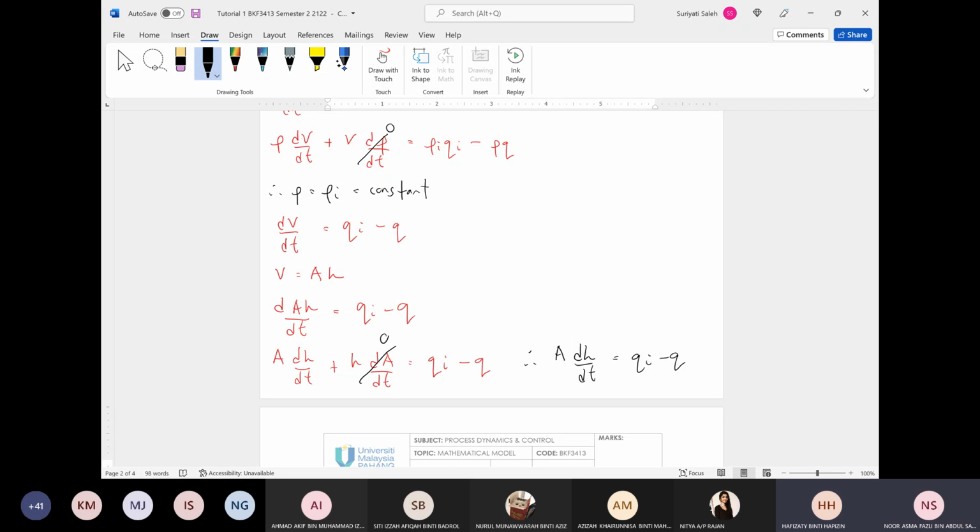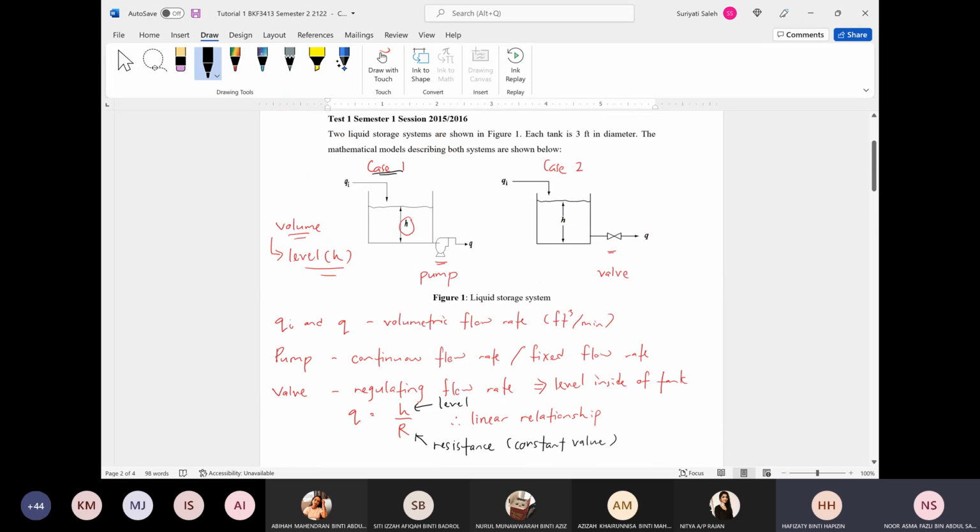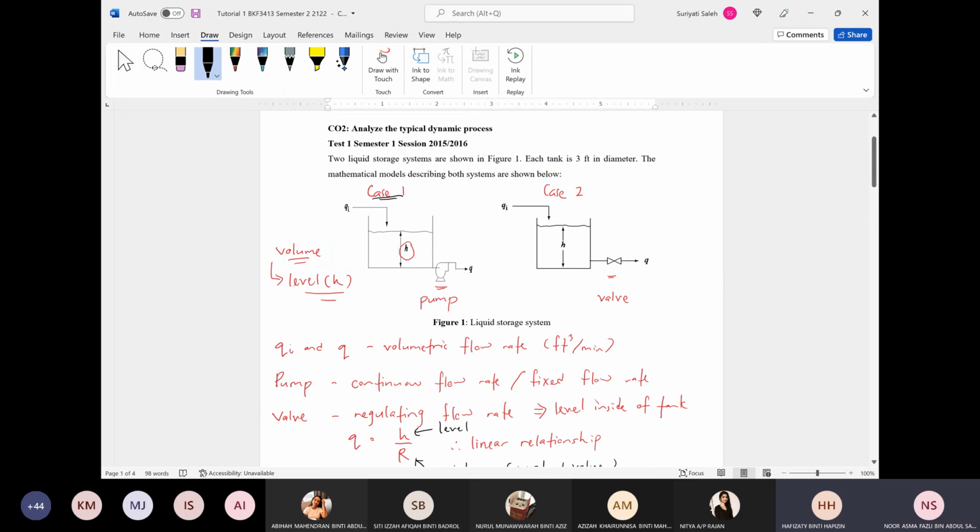Any questions so far? Sir, does the pump add energy to the system? Okay. So in this case, do we consider the energy from the pump?